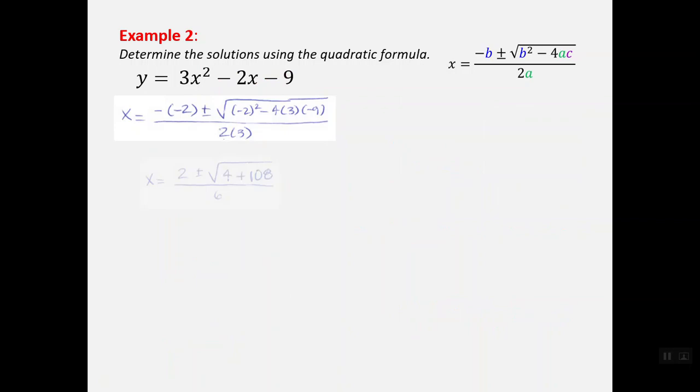So I'm going to rewrite the whole thing, simplifying one piece at a time. So x equals the opposite of negative 2 is positive 2. Then we do plus or minus, big square root symbol.